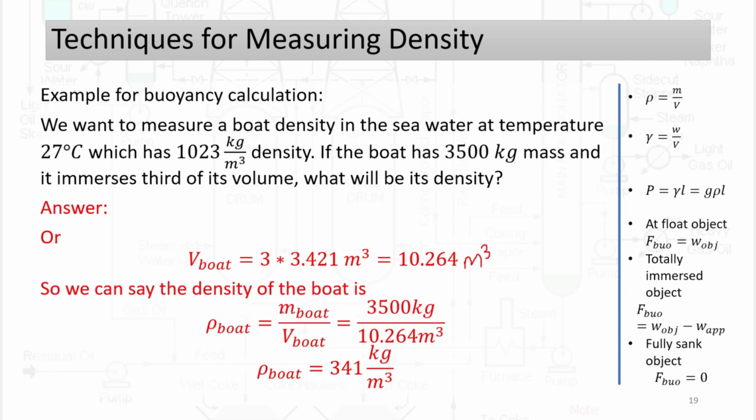So we can say the density of the boat is the mass of the boat over its volume: 3,500 kilogram per 10.264 meter cube. It gives me the resultant one. So the density of the boat is 341 kilogram per meter cube.